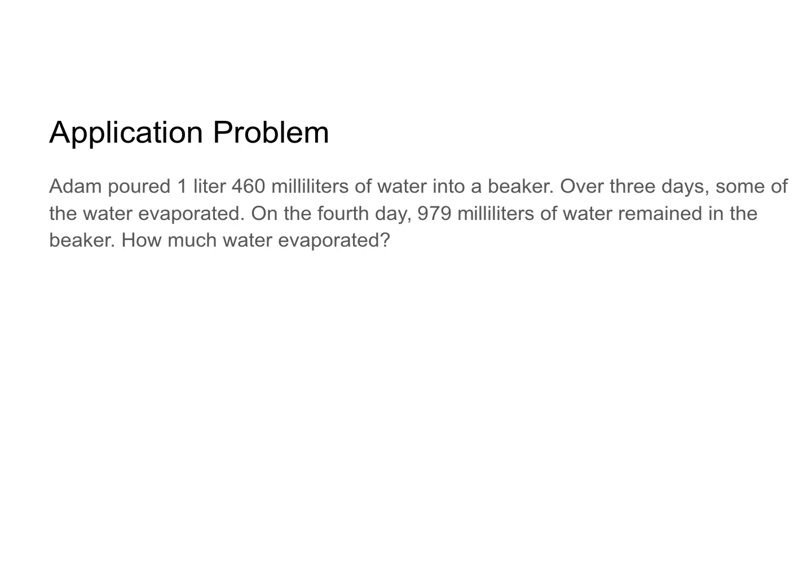Over 3 days, some of the water evaporated. On the 4th day, 979 milliliters of water remained in the beaker. How much water evaporated? So what do we know? We know what he started with, so we know his original amount, so that would have been his total. And we know that some of the water evaporated, and we know that this much was left. So let's make a tape diagram.